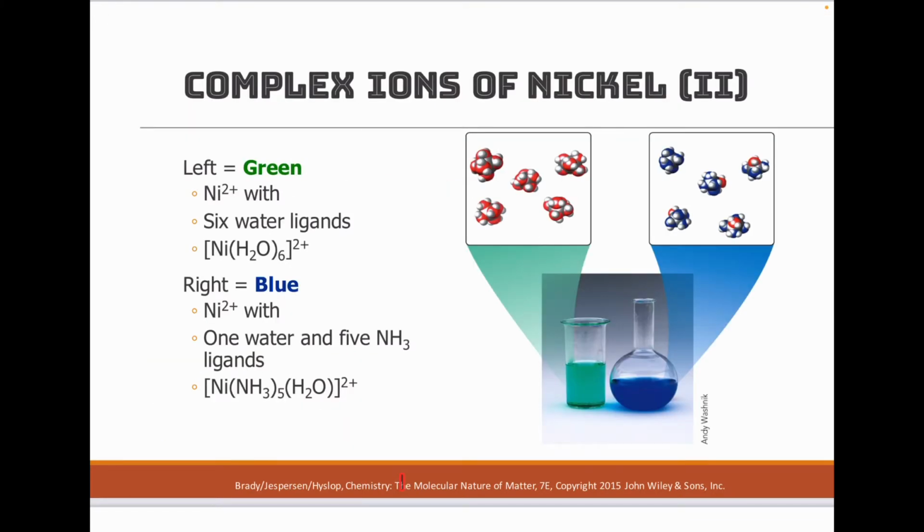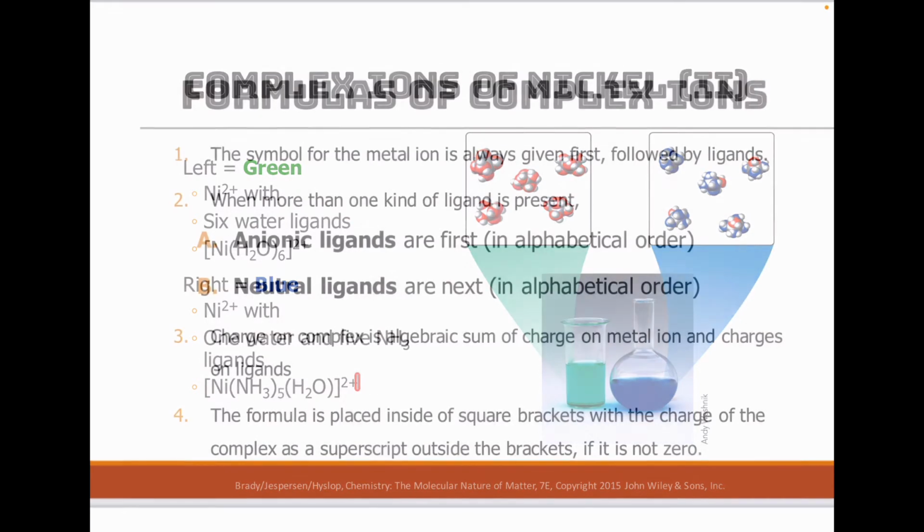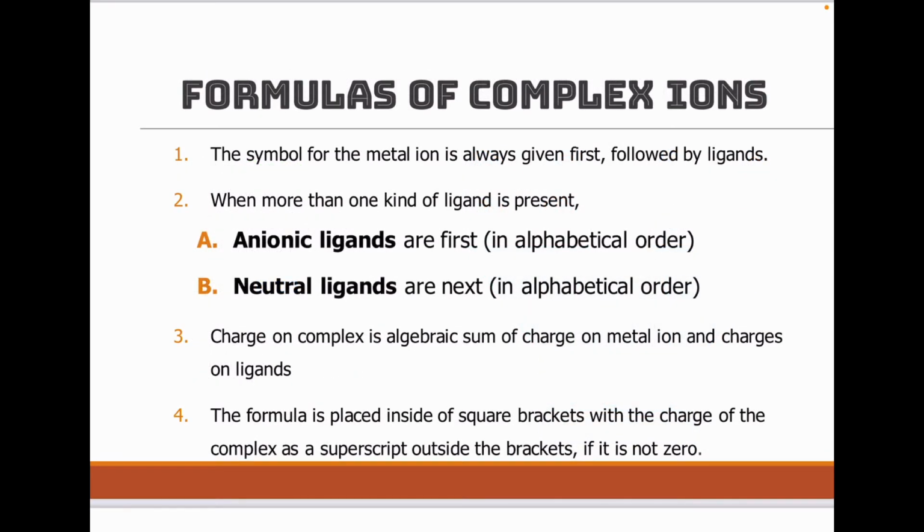Complex ions of nickel(II): look at this, the left is green and the right one is blue. The left, green, is nickel(II) with 6 water ligands, and this is an example of a complex compound. And the right, blue, is nickel(II) with 1 water and 5 ammine ligands, and this is also an example of a complex compound.